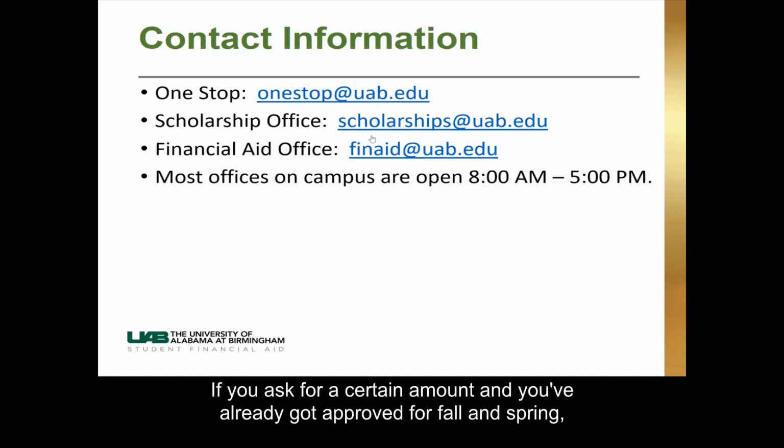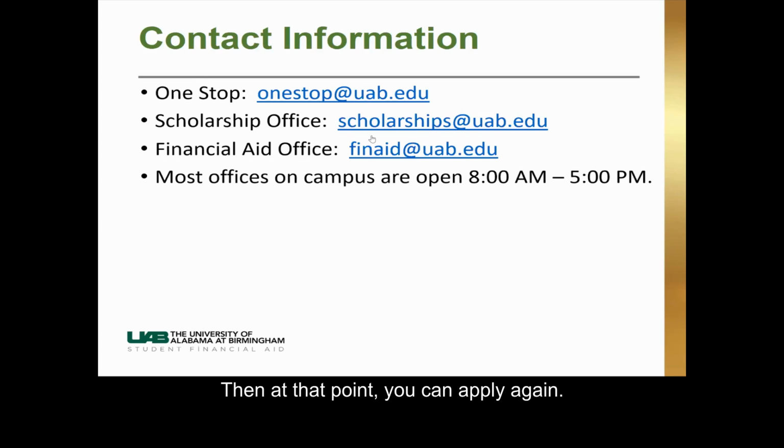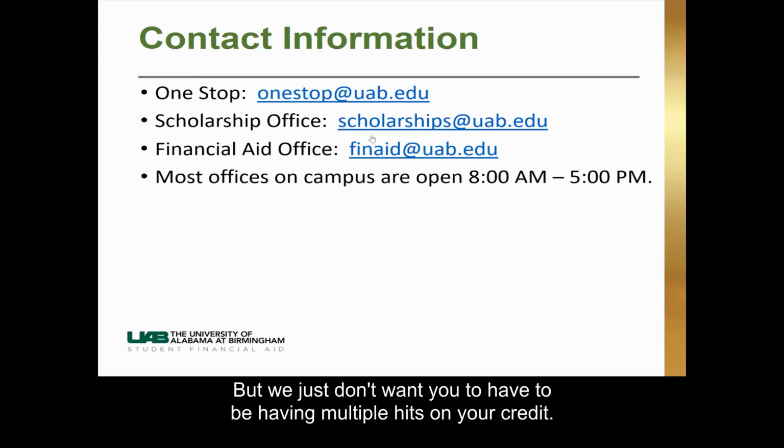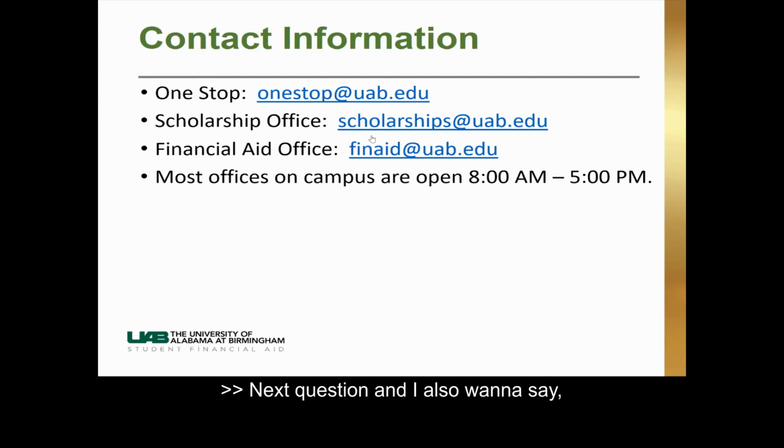If you've already been approved for a certain amount for fall and spring, but then when the spring semester comes around, you find you need a little bit more, then at that point you could apply again. But we just don't want you to have multiple hits on your credit. So I wouldn't necessarily recommend going a semester at a time, no.